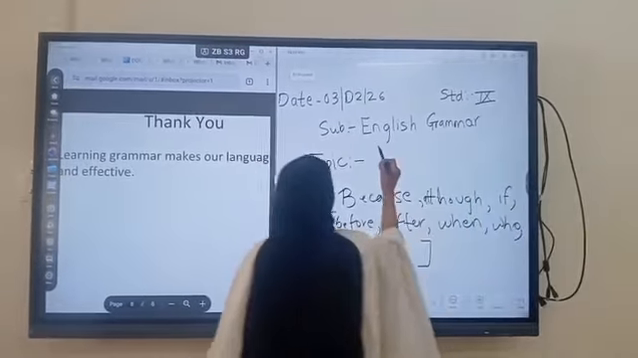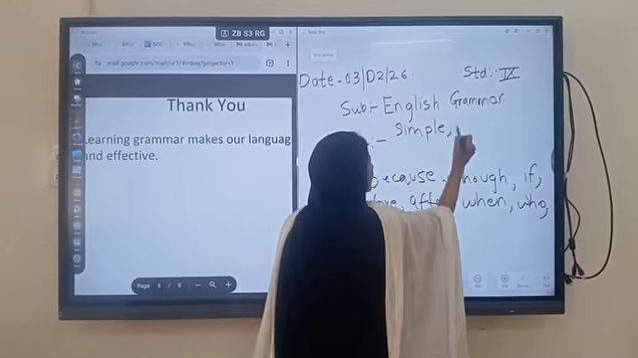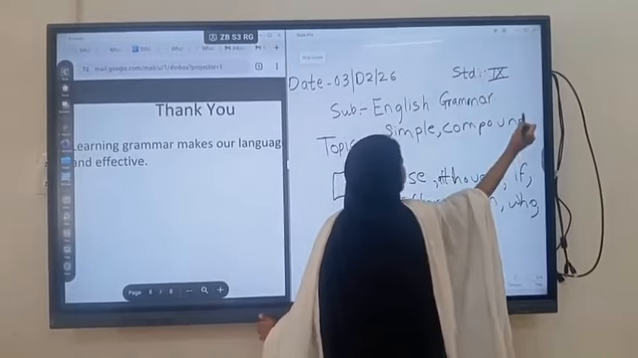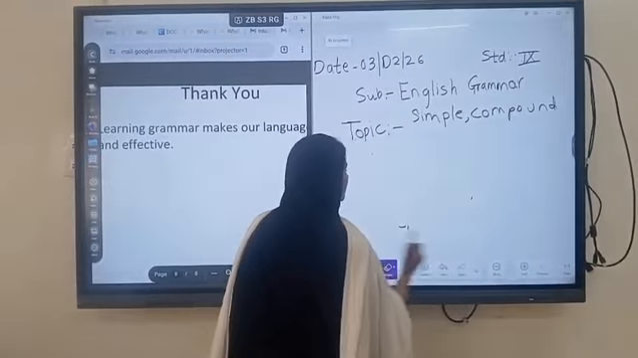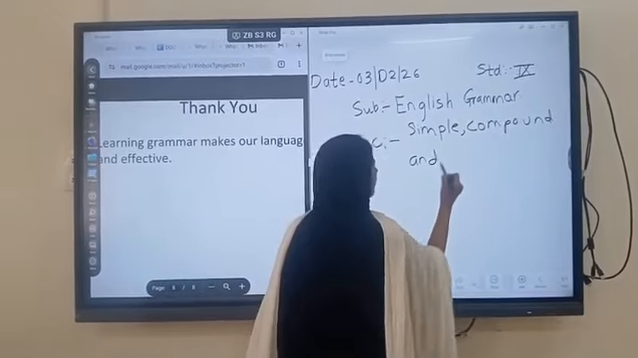So today we have learned simple, compound and complex sentences.